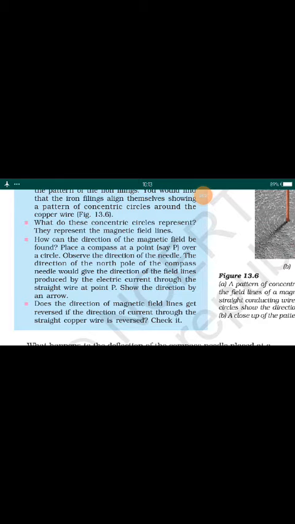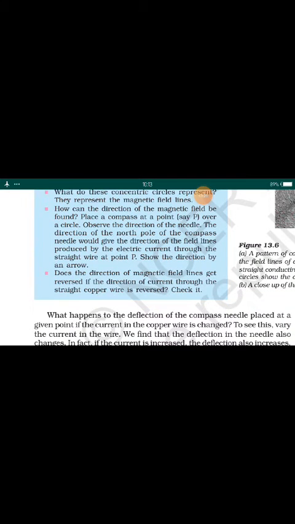How can the direction of the magnetic field be found? कैसे हमें ऐसी direction मिलेगी? Place a compass at a point, say P, over a circle. Observe the direction of the needle. The direction of the north pole of the compass needle would give the direction of the field lines produced by the electric current through the straight wire at point P. Show the direction by an arrow. हम arrow से उसको दिखाना है.